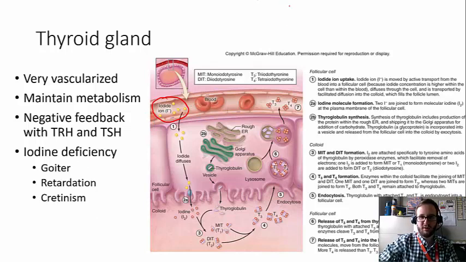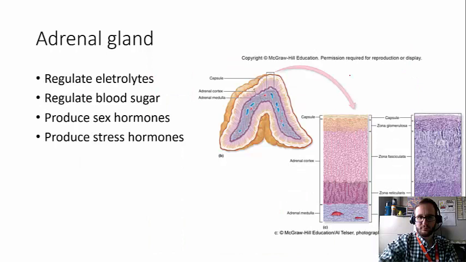So the next gland is the thyroid gland. It's a very vascularized gland. It helps maintain your body's metabolism. And so there is a process by which thyroid hormone is produced, and it's listed right here where the thyroid hormones are produced. I'll let y'all read this. It's just a series of steps, but I wouldn't stress about it for the exam.